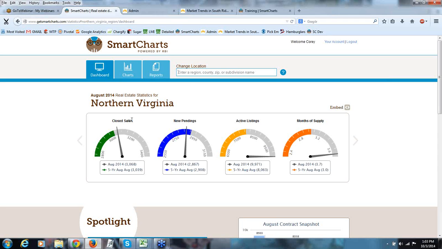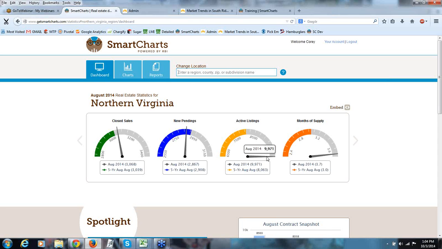sales. How we can tell this is, for instance, if I'm looking at active listings, the dial is the most recent month, so August 2014. On the 10th of this month, you'll see the September numbers come up. But for August, we can see that active listings are at the 5-year high for August. Where the color breaks in each of these is the 5-year monthly average. So the monthly average is 8,063 active listings.